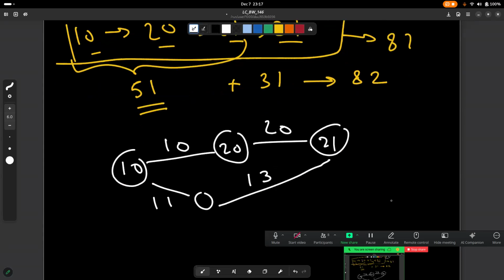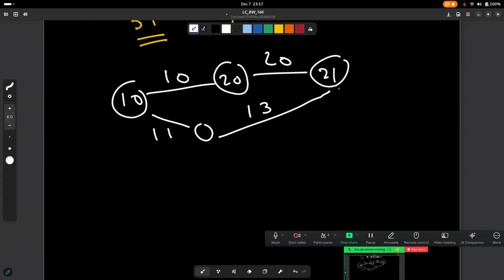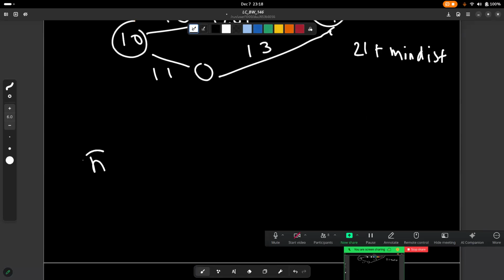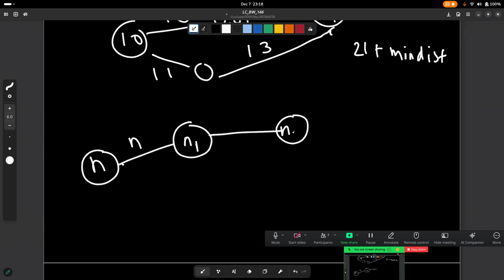21 element, I'll construct this graph, and once I have constructed my graph in this way, my answer would be 21 plus the minimum distance of 21 from my start point. So in a general way, I'll start at n, then I'll have this edge with a weight of n, then I'll end up at some first number like n1, then I'll traverse to the next number, n2. This will have an edge of weight n2. Then I'll go to n3.